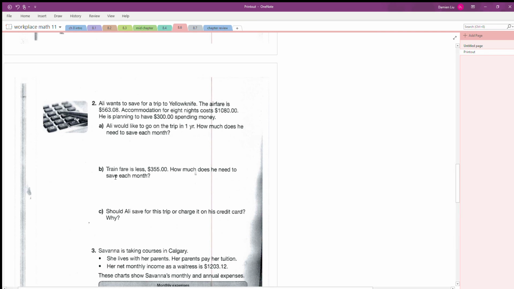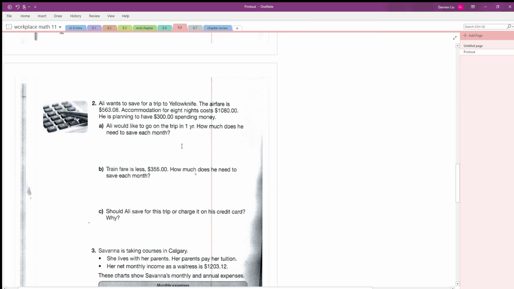Okay, train fare is less, $355. Okay, and the comma means that instead of paying $563.08 for airfare, he could pay instead $355. How much does he need to save each month? So I guess now in the new scenario, how much would he have to save?